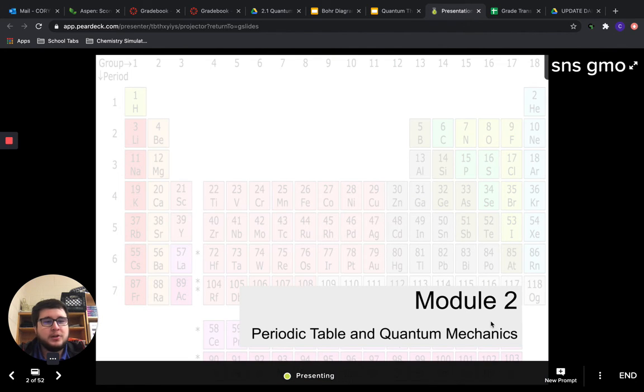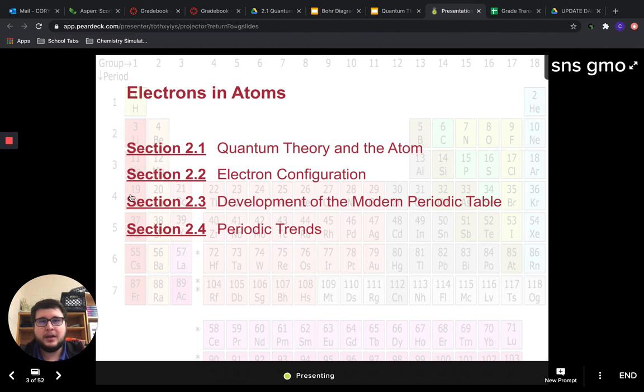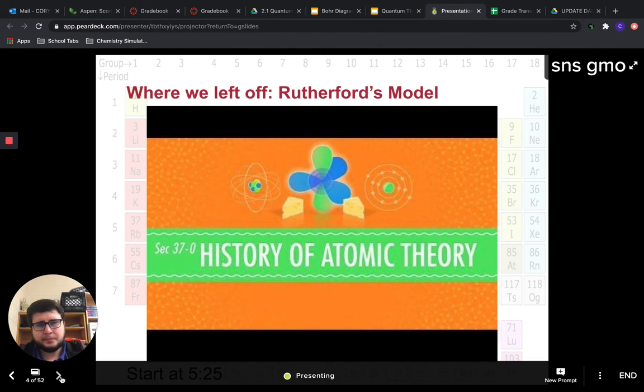All right, we are in Module 2 now, so we're going to begin talking about the periodic table, how it's arranged, how to use it as a resource, and quantum mechanics. So we left off with Rutherford's model of the atom, and we're going to learn here in just a bit that that model of the atom isn't necessarily 100% accurate. So quantum mechanics is going to explain why that is not 100% accurate and what we did to fix it. Okay, and this is section 1, quantum theory and the atom.